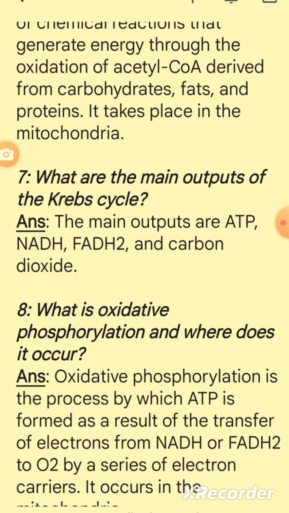Question 7. What are the main outputs of the Krebs cycle? Answer. The main outputs are ATP, NADH, FADH2 and carbon dioxide.